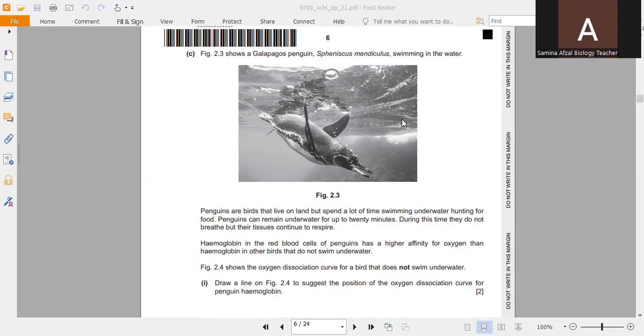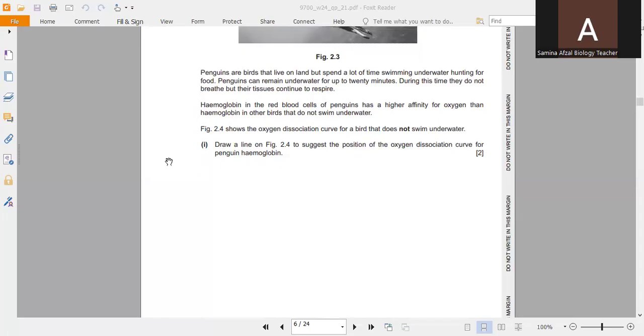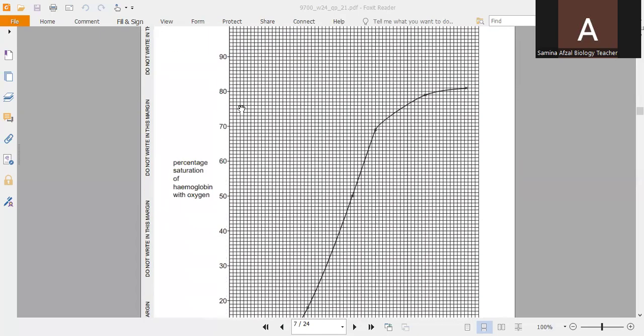Hemoglobin in the red blood cells of penguins has a higher affinity for oxygen than hemoglobin in other birds that do not swim underwater. Figure 2.4 shows the oxygen dissociation curve for a bird that does not swim underwater. Draw a line on figure 2.4 to suggest the position of the oxygen dissociation curve for penguin hemoglobin.